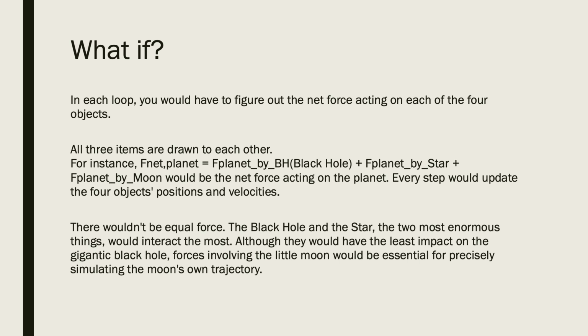So for the what-if, if we expanded this model to include more objects, the code would need to calculate the net force on every object that's added. For example, the planet's net force would be the sum of the gravitational pulls from the black hole, star, and moon. Larger masses like the black hole and star would dominate the system, while smaller bodies like the moon would still experience noticeable effects. This would greatly increase the complexity, but create a more realistic model of the multi-body system.